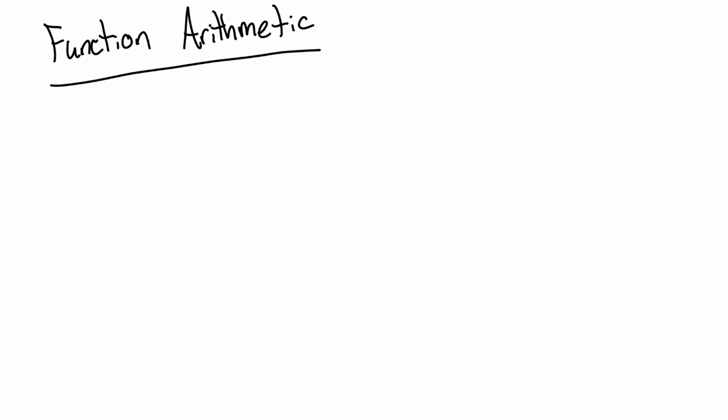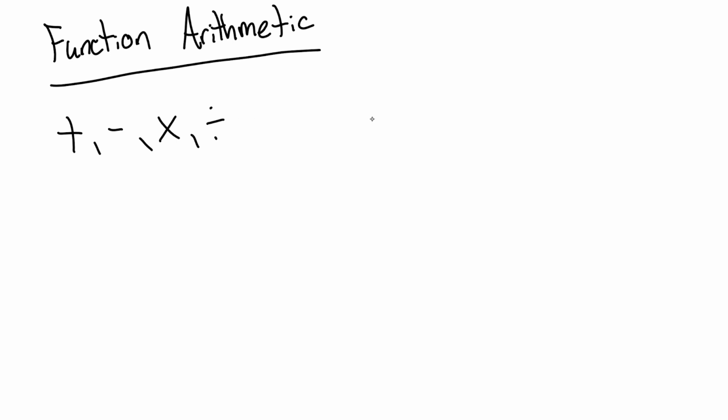In this video, we're going to start looking at how we can combine functions. And the simplest way to do that is by what we call function arithmetic. So this is using the basic arithmetic operations on functions: addition, subtraction, multiplication, and division. We can do these operations on two different functions to create a third new function.